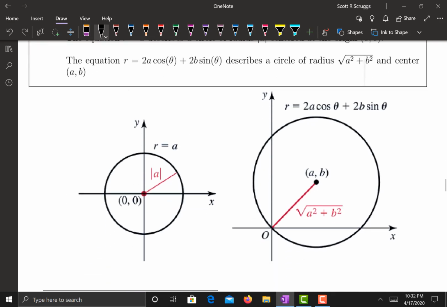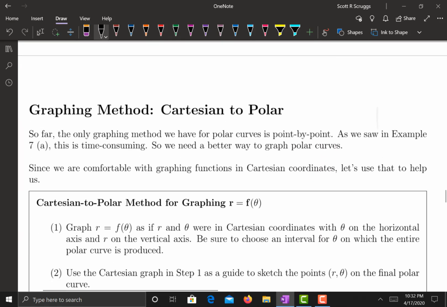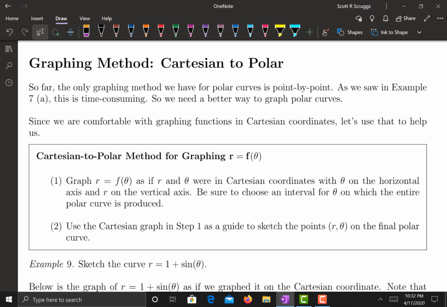So the next topic for this section is, now I don't want to just plug and chug points like I did before. That's very time consuming and that's very annoying. So let's figure out how we can graph polar curves and figure out what's going on.